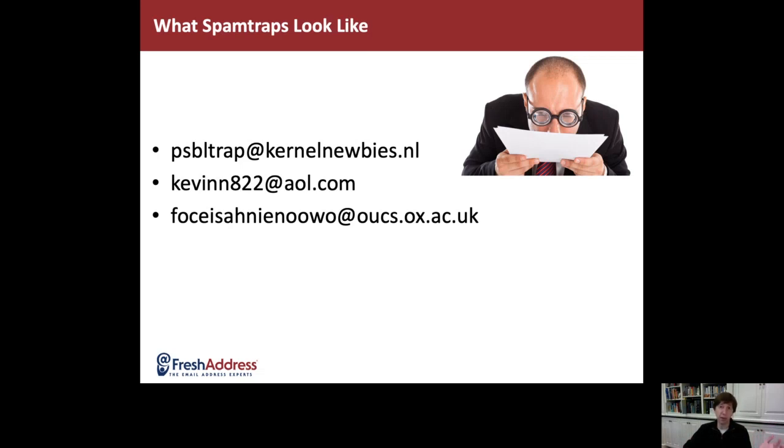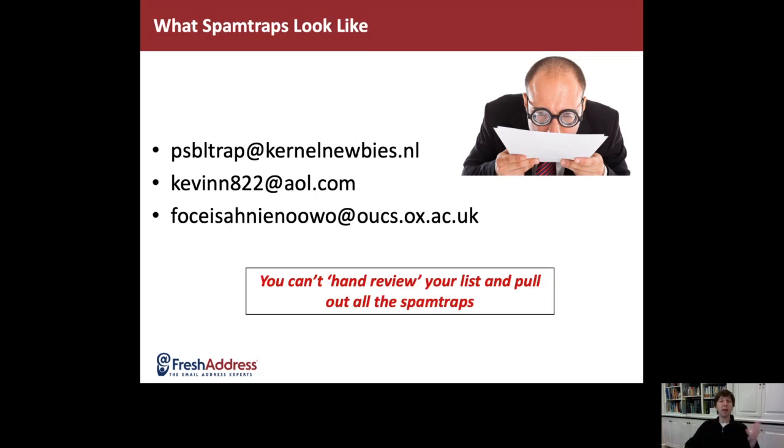It certainly doesn't sound like the email address of one of your customers. But that second one certainly could be the email address of one of your customers. You wouldn't have known by just looking at it that it was a spam trap. Whereas the third looks completely obscure. Who knows what that is? The bottom line is that you can't hand review your list and pull out the spam traps. Spam traps can look like anything. They all look like email addresses, and they're all deliverable. Other than that, they can look any way they want.